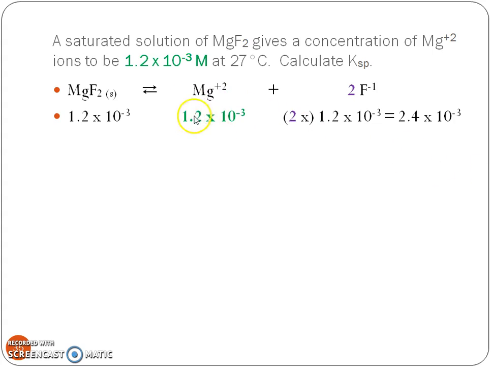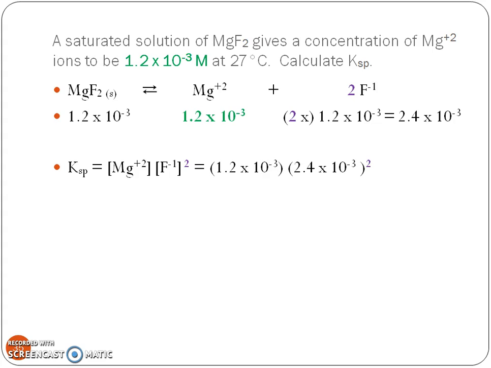So if I have 1.2 times 10 to the negative 3 here, that's how much I have here, even though I'm not really worried about it because of the solid, but I have 2 times that for my fluoride ion. So with that information, KSP, making sure that I square my fluoride ion, put in my numbers, plug and chug, and get that answer, and no units.